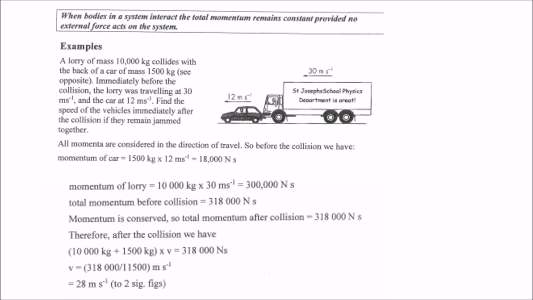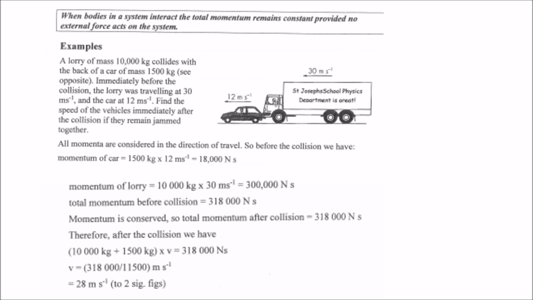So before the collision we have the momentum of the car, its mass times velocity, which is that. The momentum of the lorry was its mass times velocity, which is that. So the total momentum before the collision, add up those and you get 318,000 Newton seconds. And momentum is conserved, Sir Isaac told us, and we must believe him. So the total momentum after the collision will also be 318,000 Newton seconds.